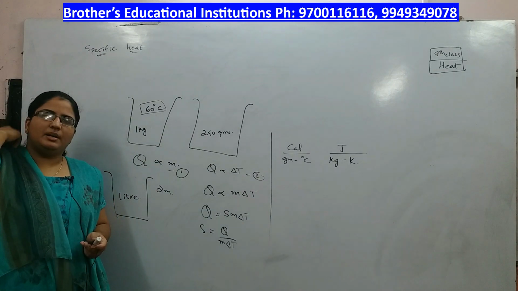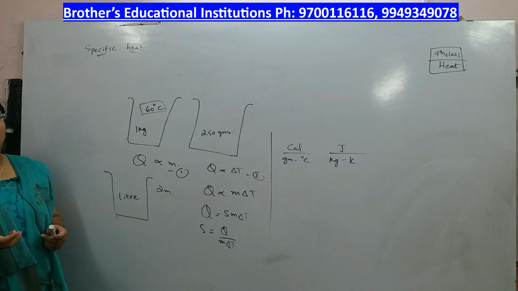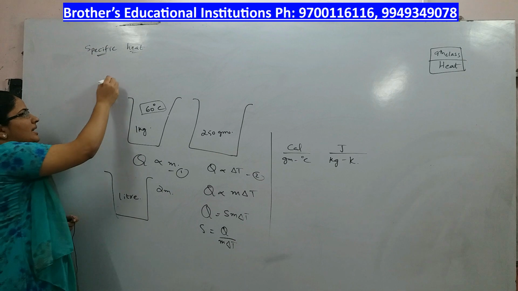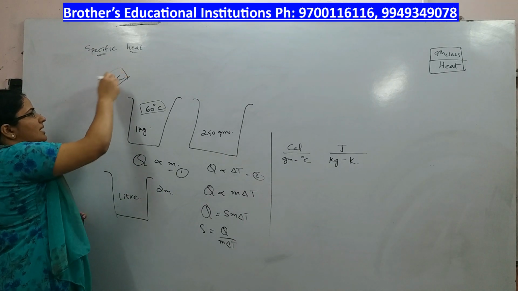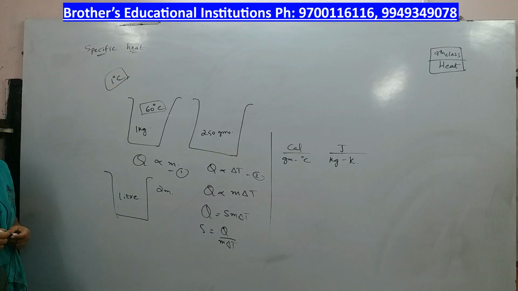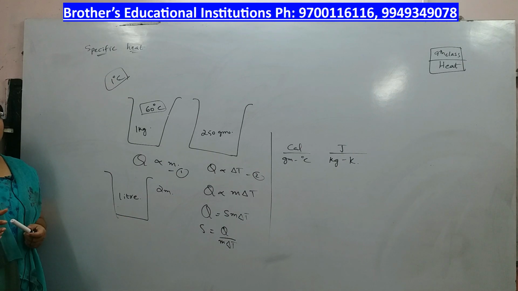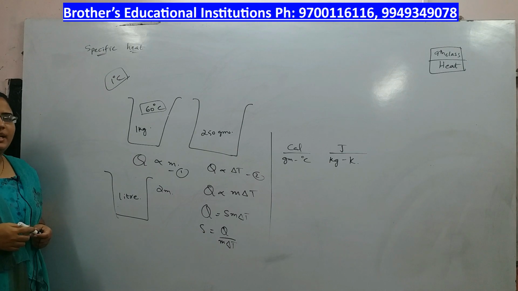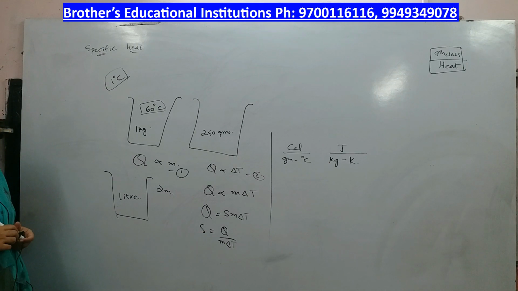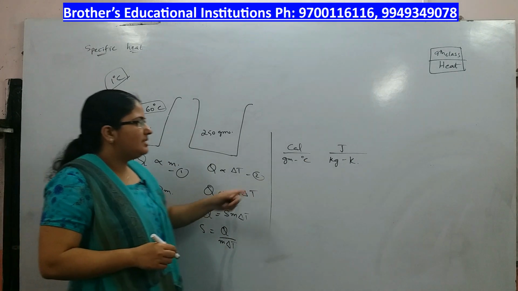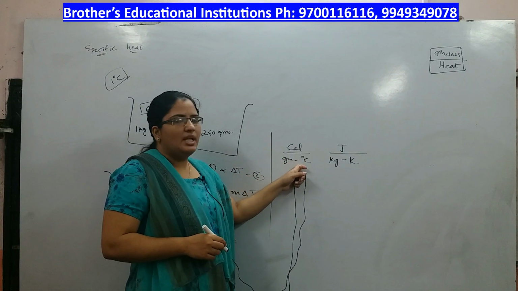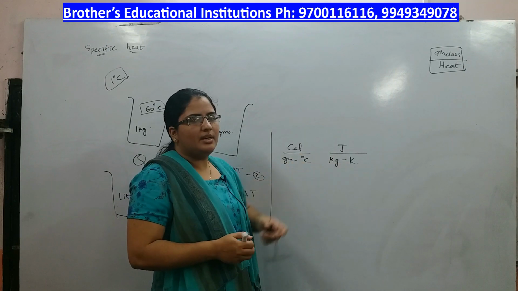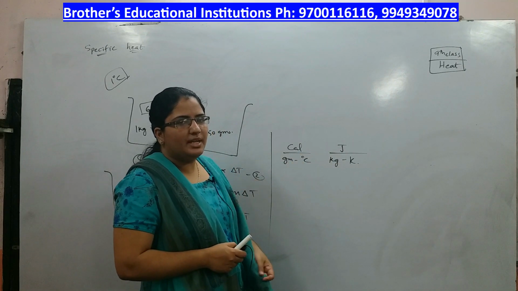Specific heat is the heat energy required to raise the temperature of a unit mass of a substance by 1 degree centigrade. It is nothing but the heat energy supplied to raise the temperature of a unit mass of a substance by 1 degree centigrade. That is called specific heat. The CGS unit is calorie by gram into centigrade, and the MKS unit is joule by kg into Kelvin. So these are the units of specific heat.